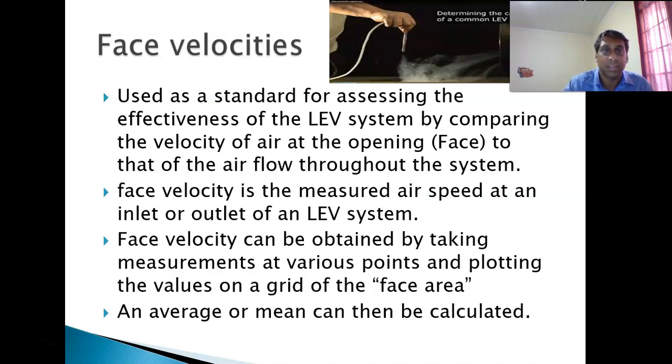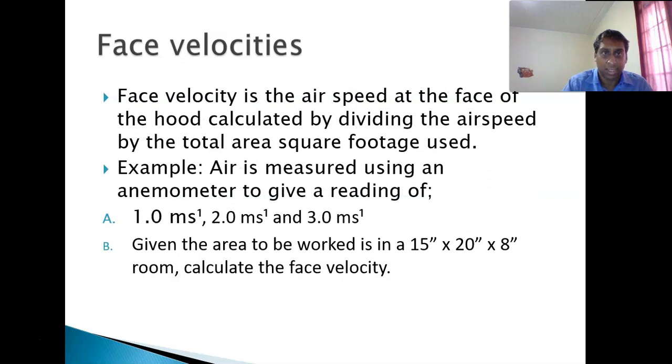Airspeed at the inlet or outlet of the LEV system. Face velocities can be obtained by taking measurements at various points and plotting the values on a grid of the face area. An average or mean can then be calculated. Face velocity is the airspeed at the face of the hood, calculated by dividing the airspeed by the total area. An example would be air measured using an anemometer to give a reading of 1 meter per second, 2 meters per second, or 3 meters per second.